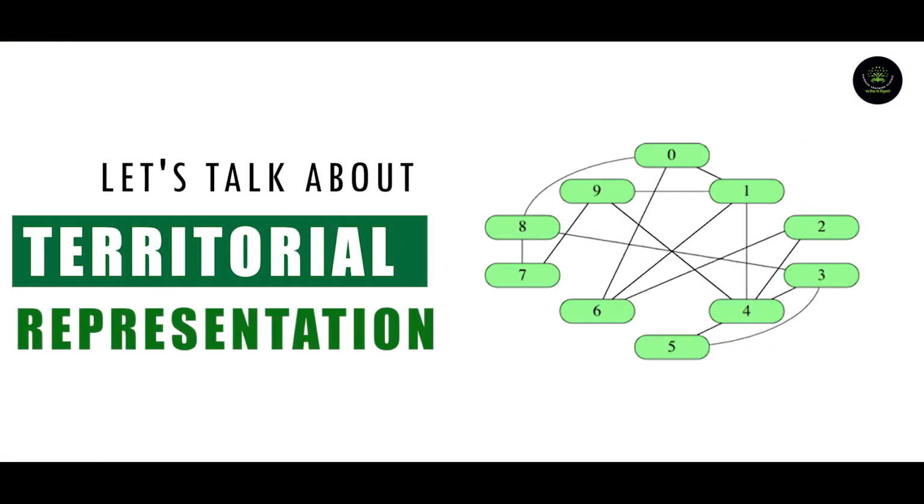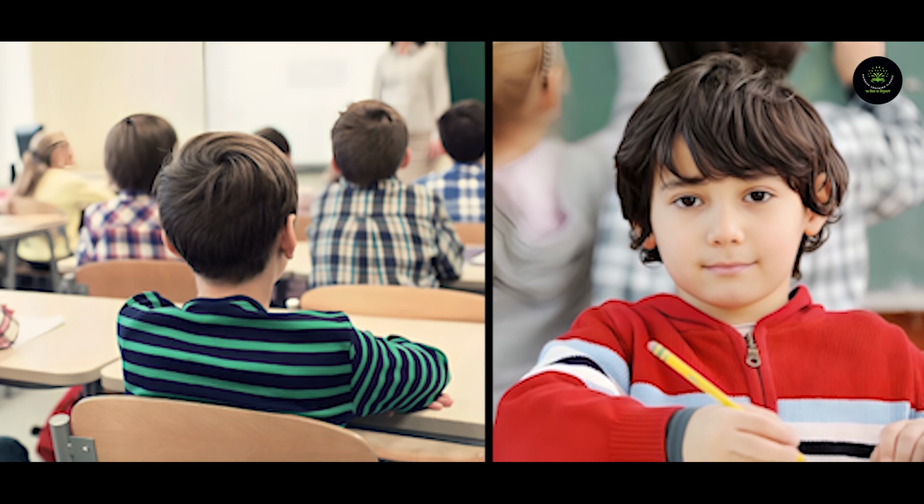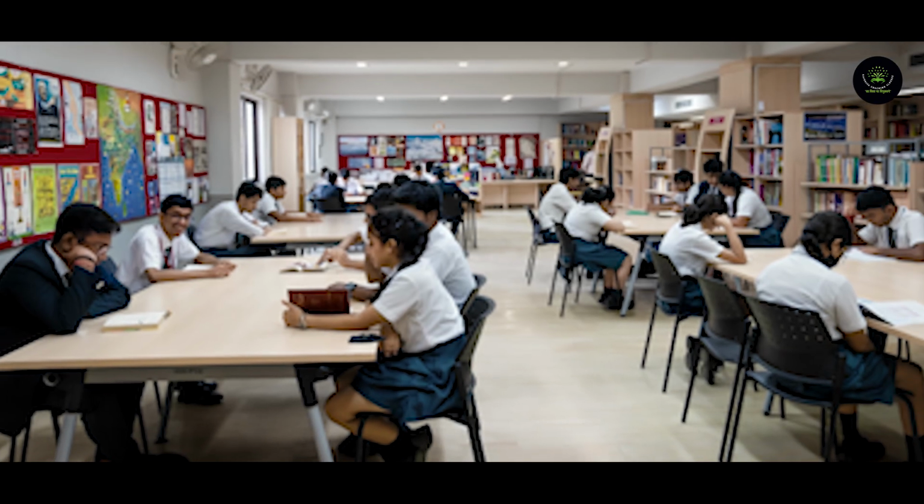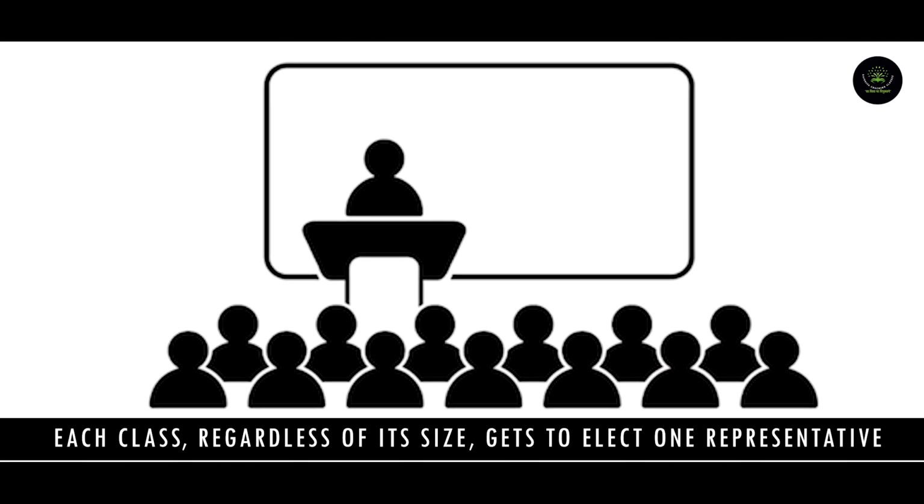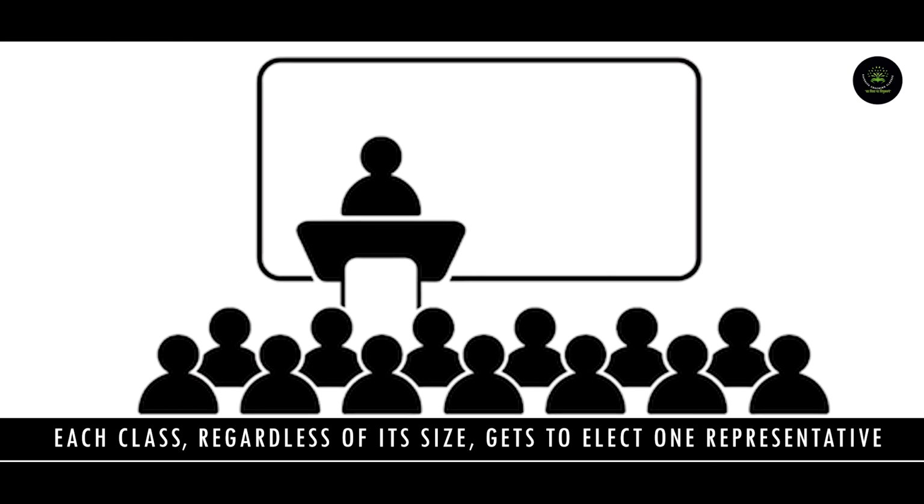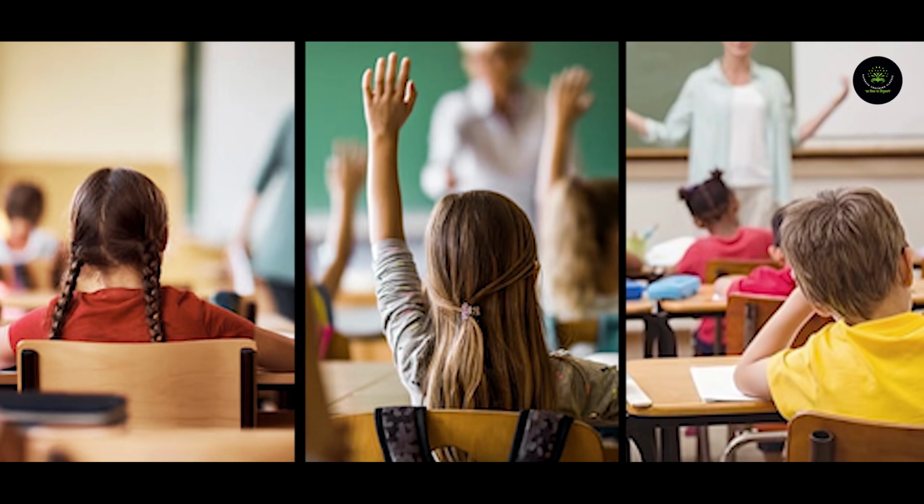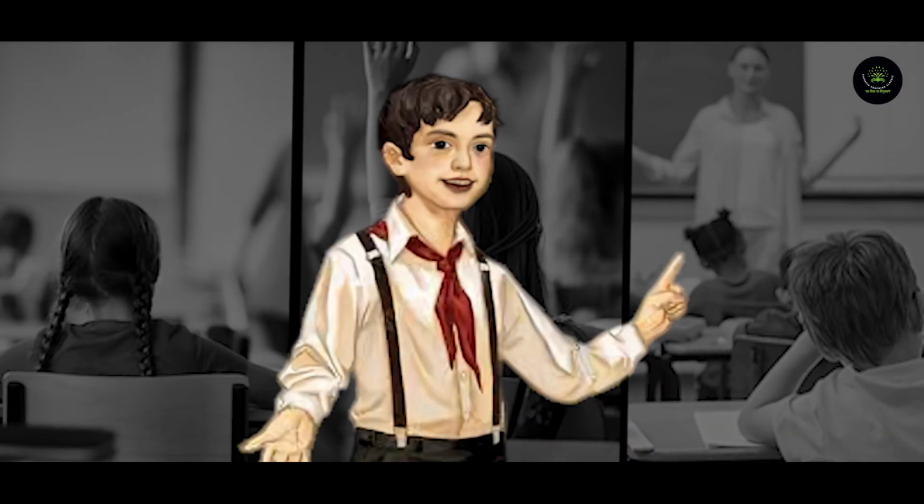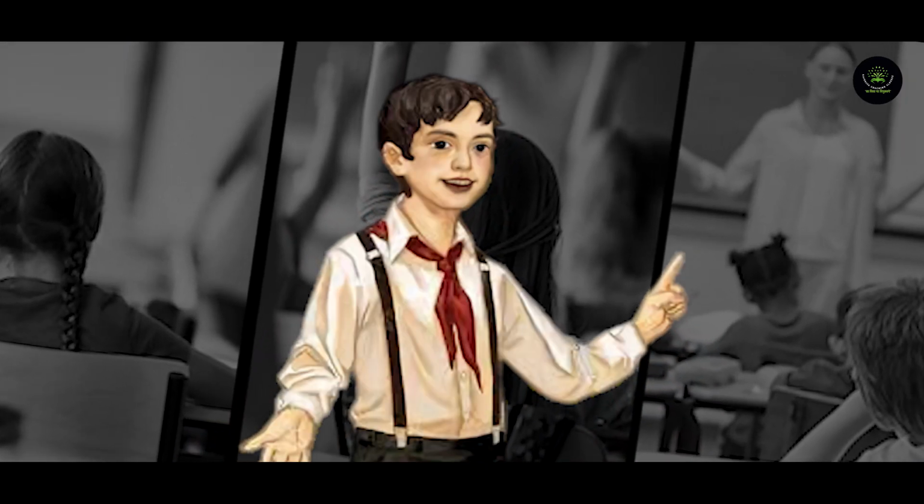Now, let's talk about territorial representation. Imagine your school is divided into different classes or sections. Each class, regardless of its size, gets to elect one representative. In this system, it doesn't matter how many students are in each class. Every class gets the same number of representatives.